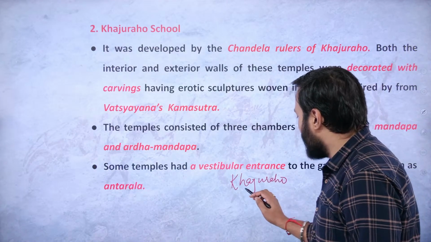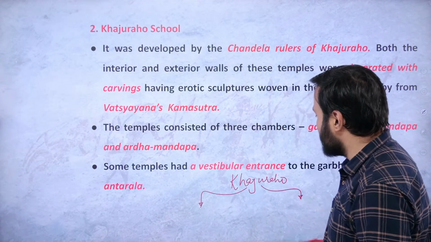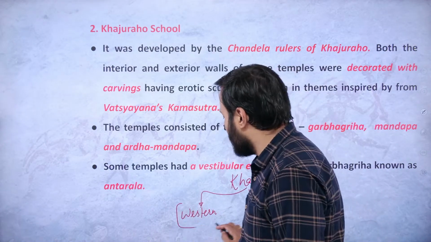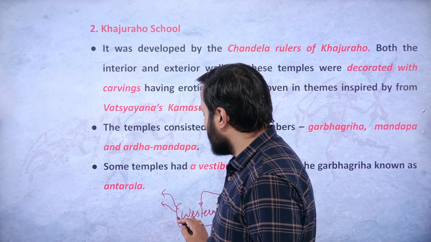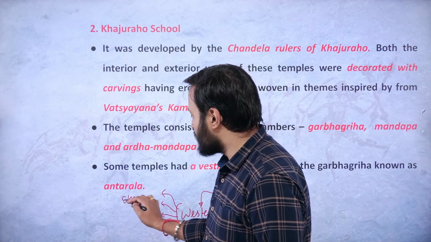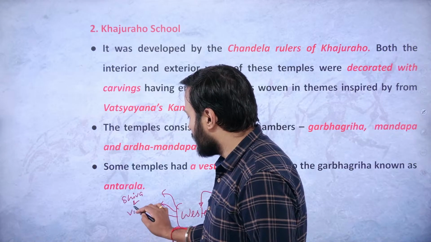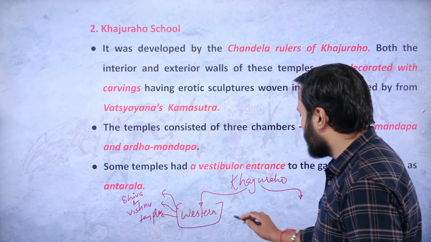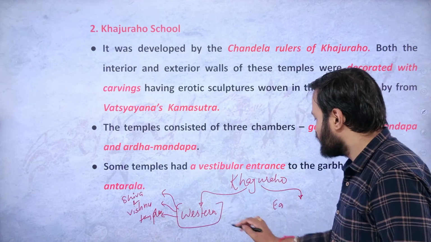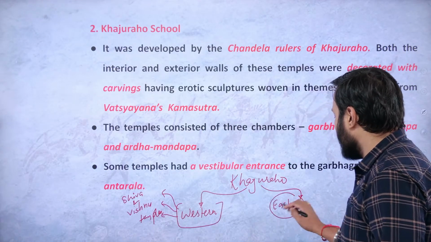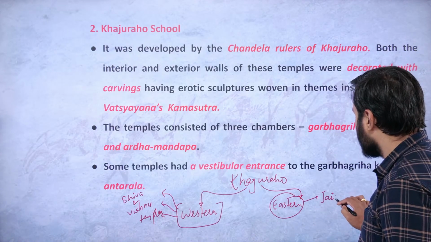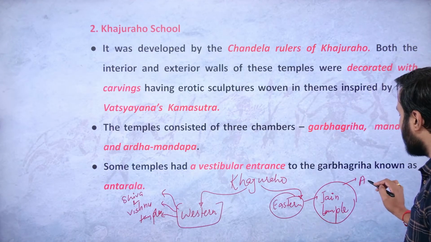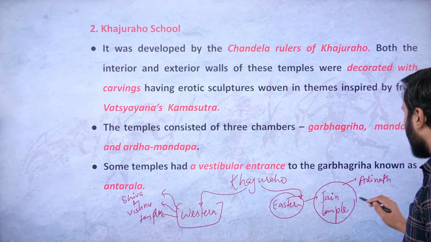Guys, remember the name Khajuraho group of temples. The Khajuraho group of temples is classified into the Western group, which includes the temples dedicated to Lord Shiva and Vishnu, and in the Eastern group, we have the Jain temples. Primarily, the Jain temples are dedicated to Adinath and Parshvanath.